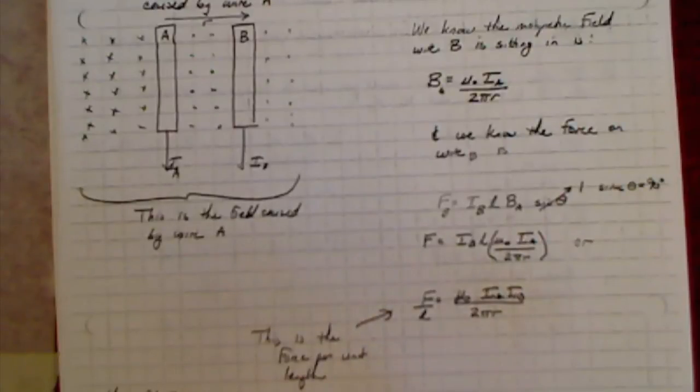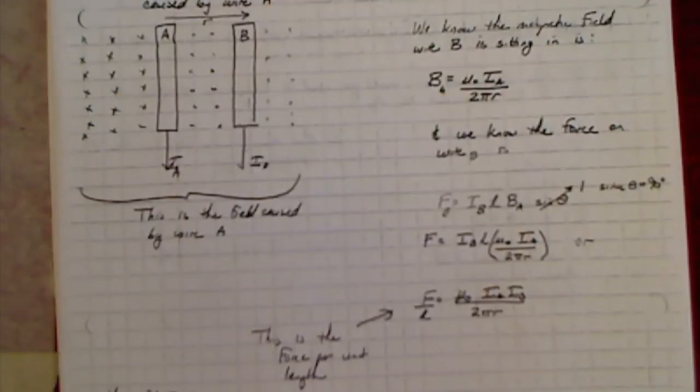It's not really a spring constant, all right? Just saying that if I've got a force per unit length of 2 newtons per meter and I've got a wire that's 3 meters long, that means 2 newtons per meter times 3 meters long, so you'll have 6 newtons acting on the wire. And that's going to equal mu0 IA IB over 2 pi r. Fair enough.